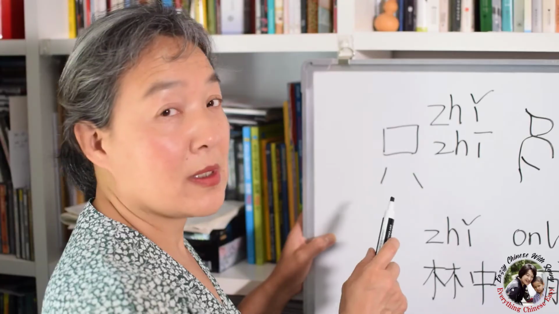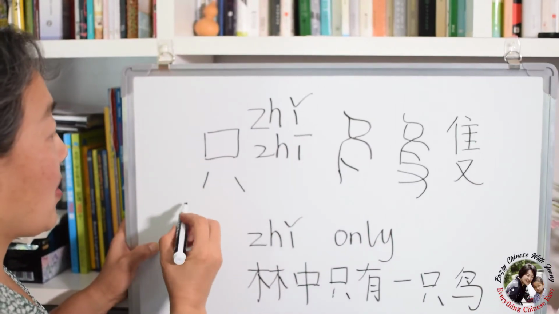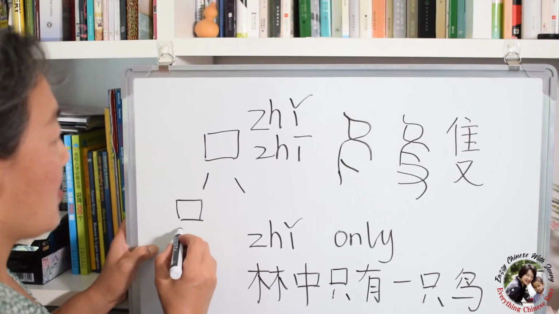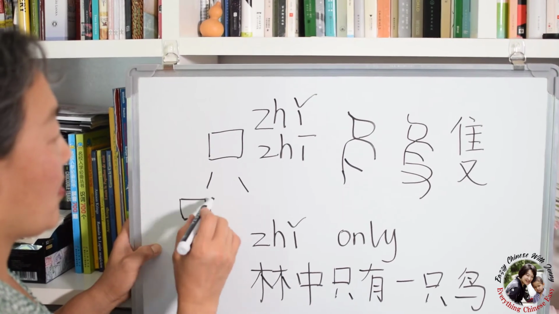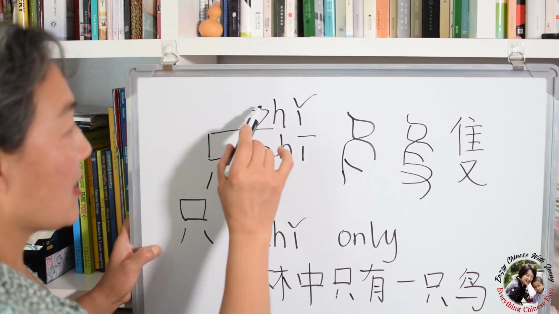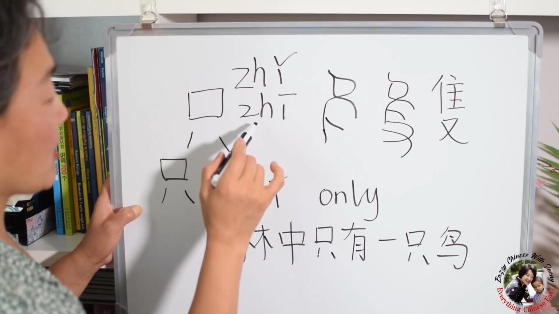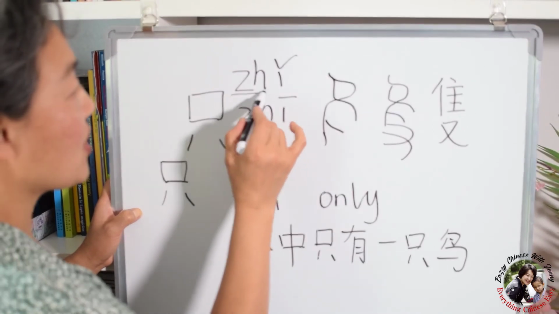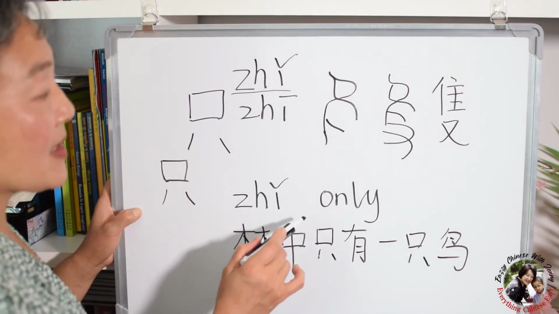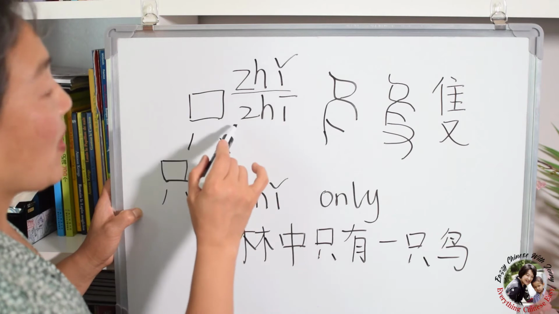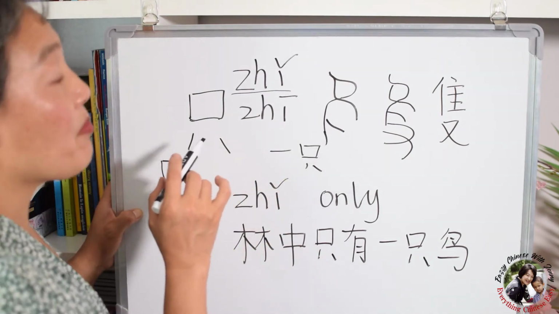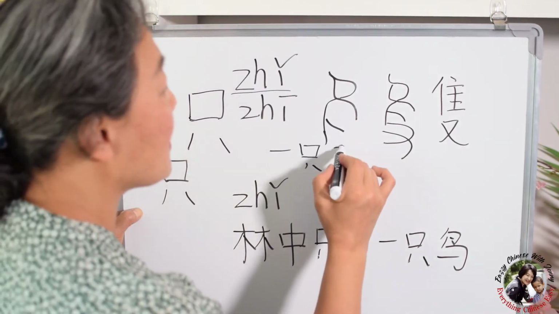Let's learn another word. This one is very simple. On the top is mouth and 一撇. On the lower part, this is the simplified version. There are two pronunciations actually. One is 只 zhi, third tone. When it is third tone, it means only. When it is the first tone, 只, it is called a measure word, 一只鸡.